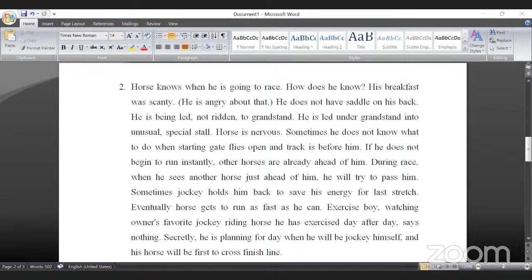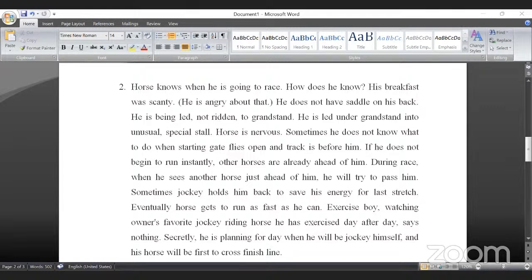Okay, the horse is nervous. That will take a definite article, the, because you are talking about the horse that is already mentioned, right? So, the horse is nervous. Then next one: sometimes he does not know what to do when starting gate flies open and track is before him.